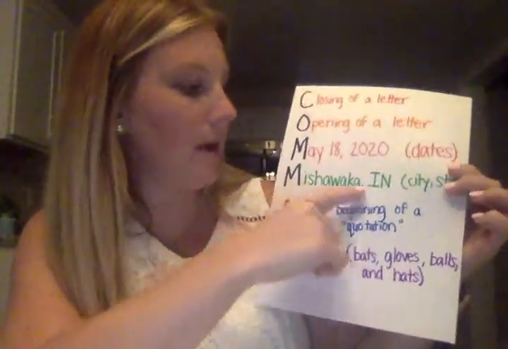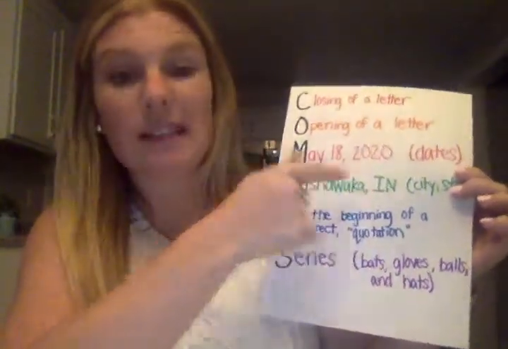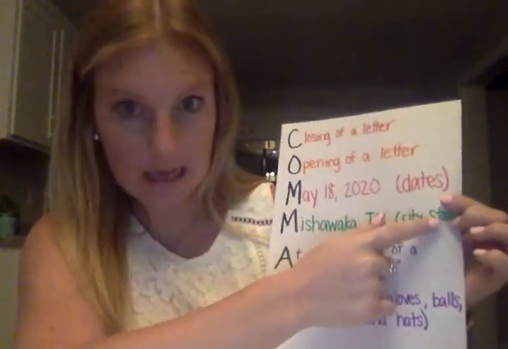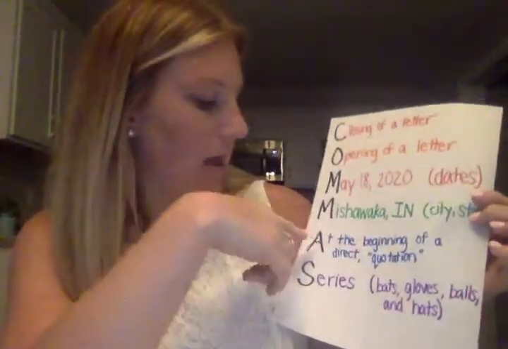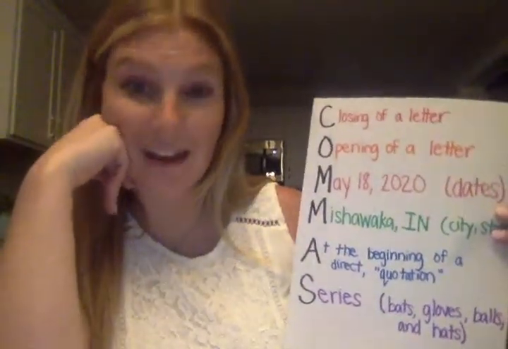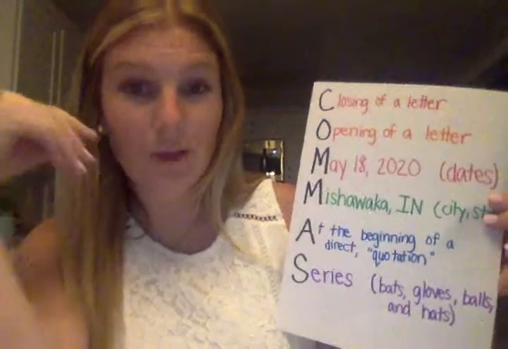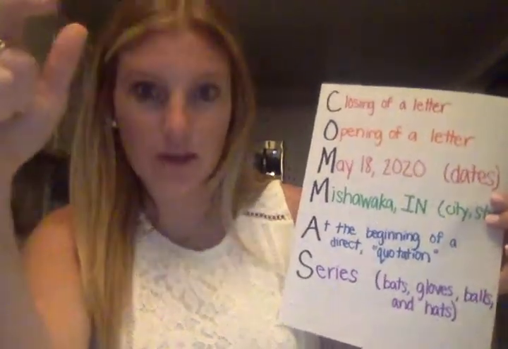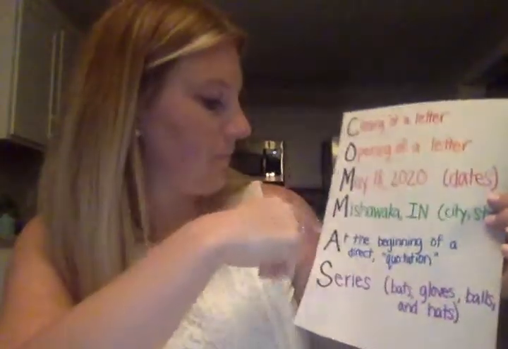And then Mishawaka, Indiana, that's just a city and a state. And again, it goes in between the city and state. And then at the beginning of a direct quotation, so when you are citing text evidence, you need to have a comma right before your evidence that you are going to cite.